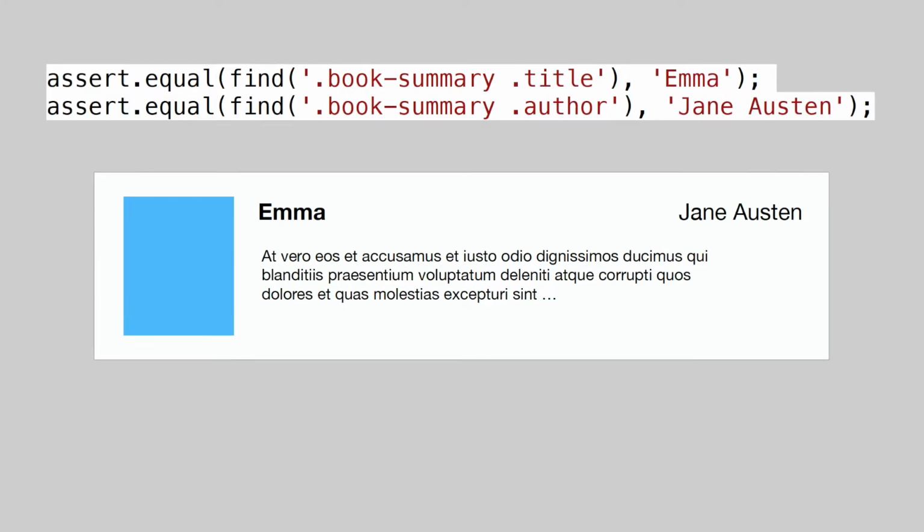And now we can make some assertions. We can say, find the element with the class of book summary, and find the element in there with the class of title, and assert the text is what I expected it to be, in this case, Emma. And then you can do that with other parts of the component as well. So we're also asserting that the author element is populated with the correct text of Jane Austen.